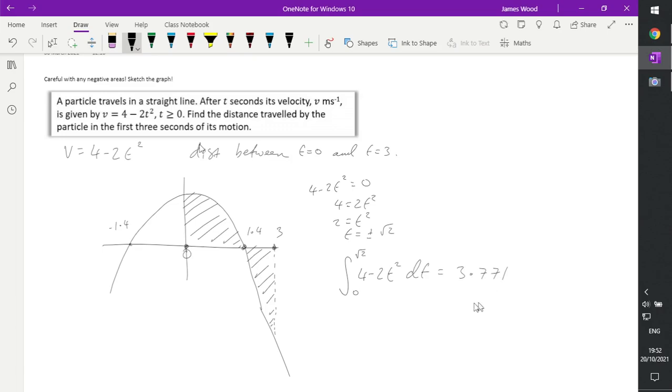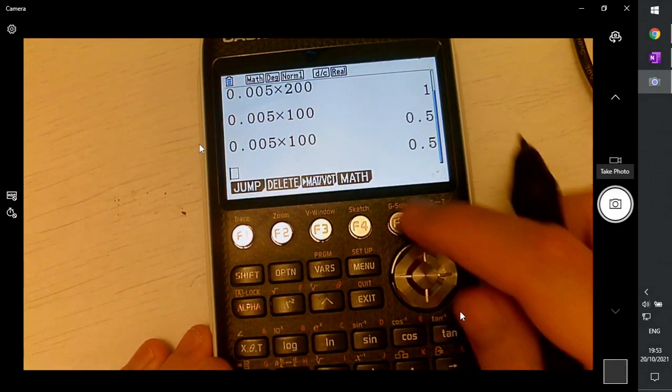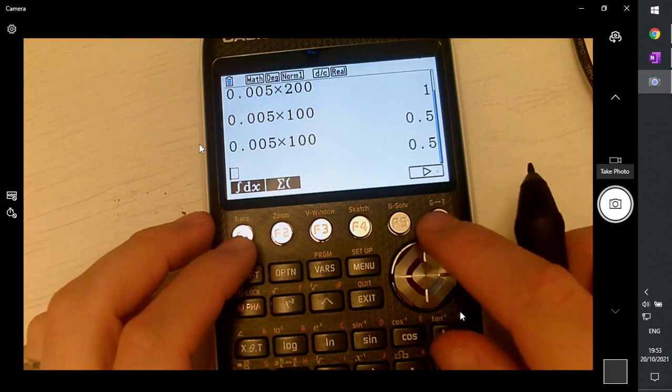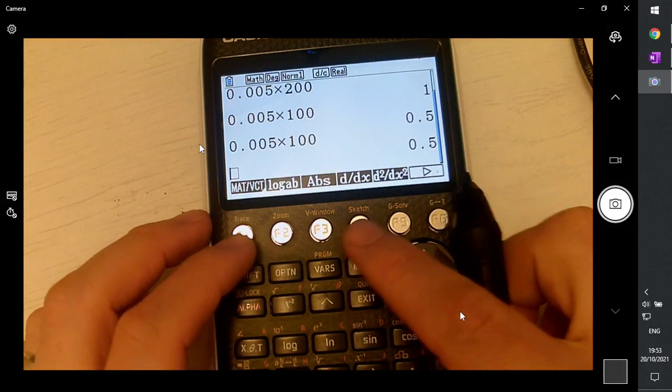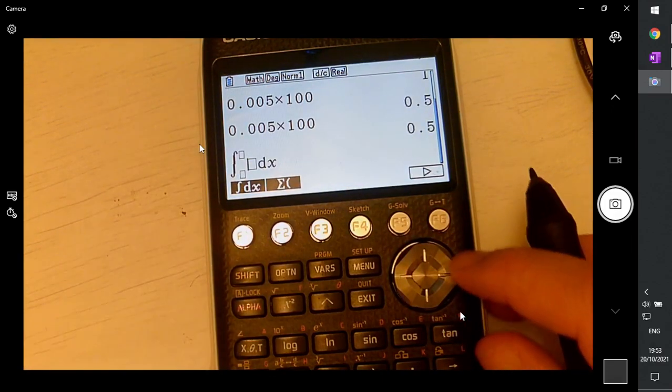Okay. And then we need to do it again. So the same thing, but we're going to go between root 2 and 3 for the same function. Maybe I'll show you how to do this one on the other calculator now. So on the graphics one, if we press math, and then on the next page there's an integral button, and then we do the same sort of thing.